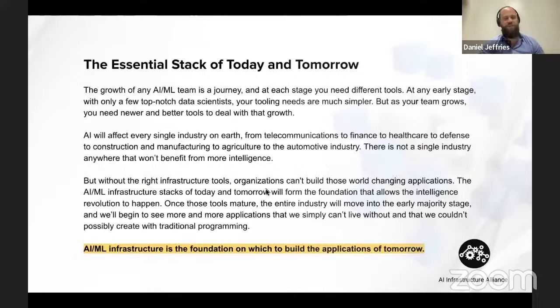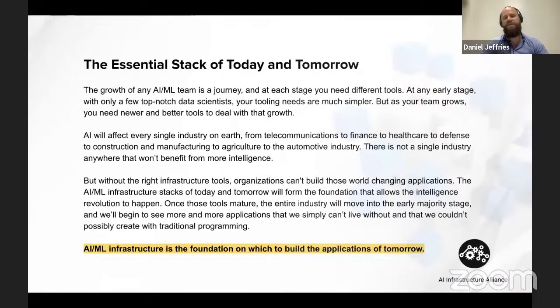We're about at the end here, which is great. But basically, in the growth of any AI/ML journey, at each stage you're going to need different tools. So don't expect that what you pick today is baked in stone. The techniques are changing. The research is growing so fast. The tools are changing, and when you start off, you need simpler tools. But as your team grows, you need newer and better tools to deal with that growth.